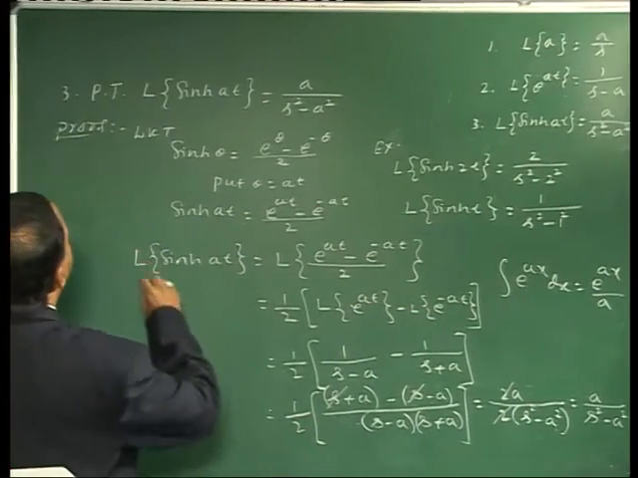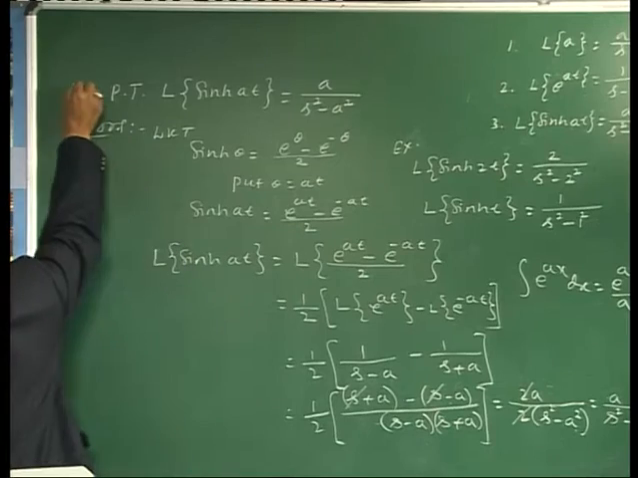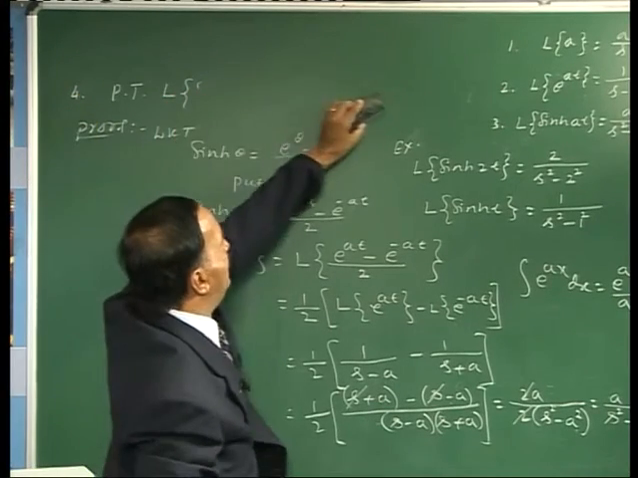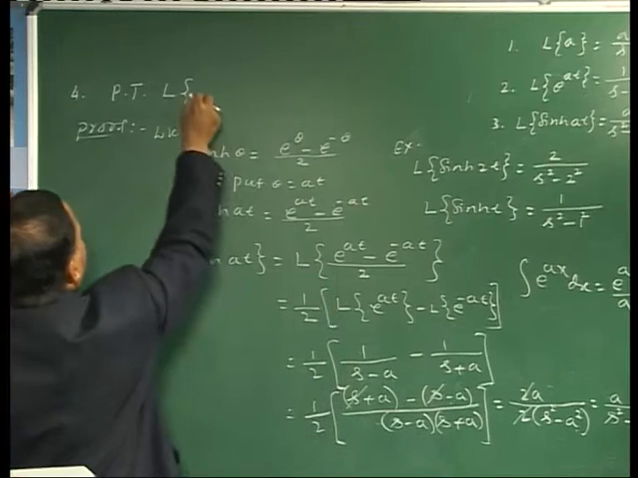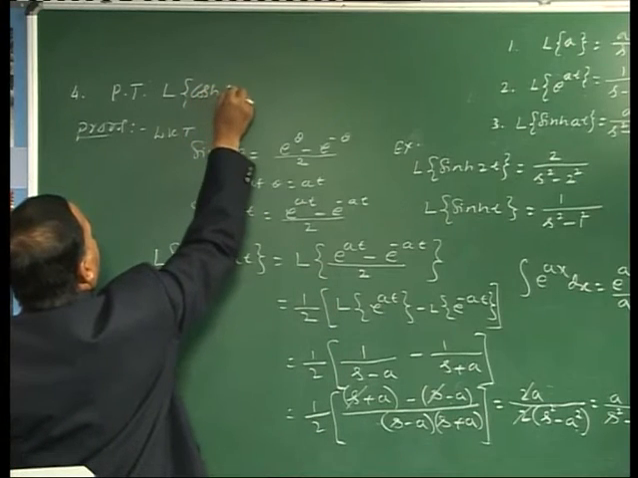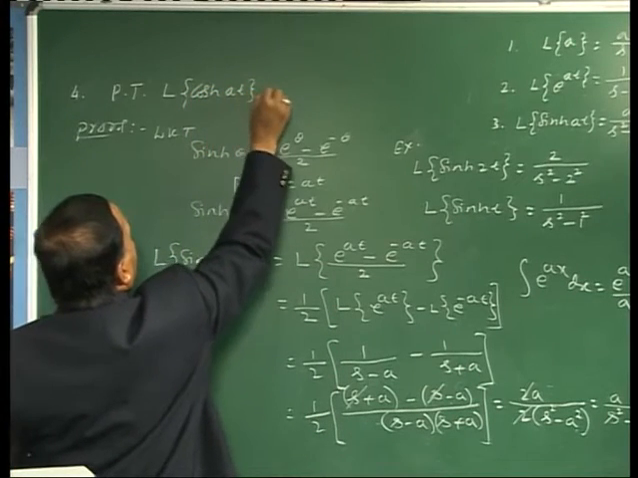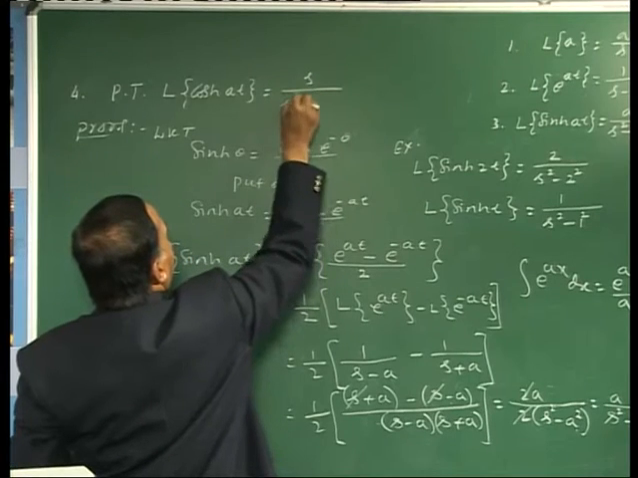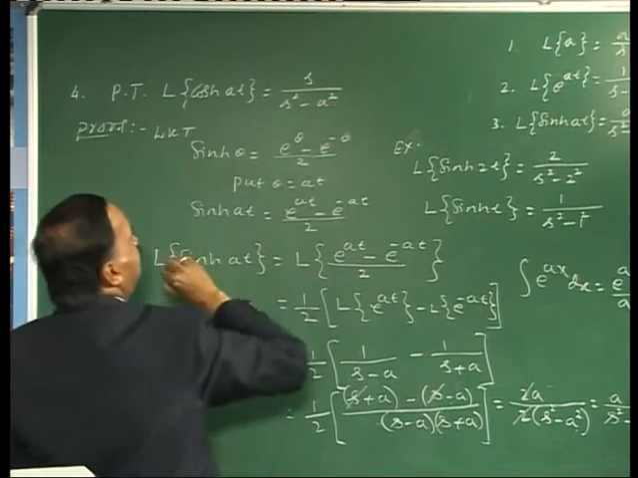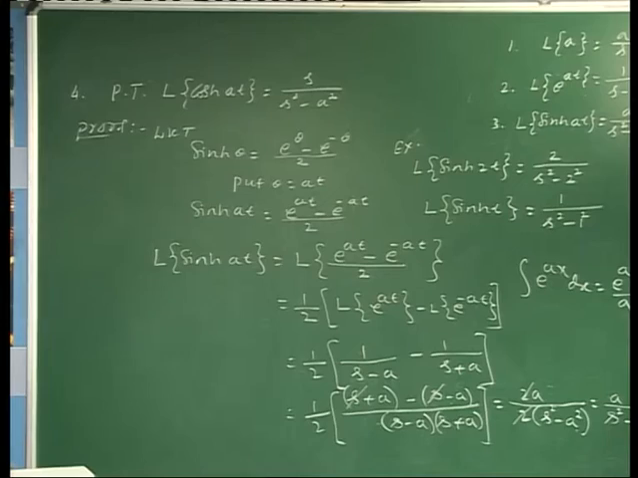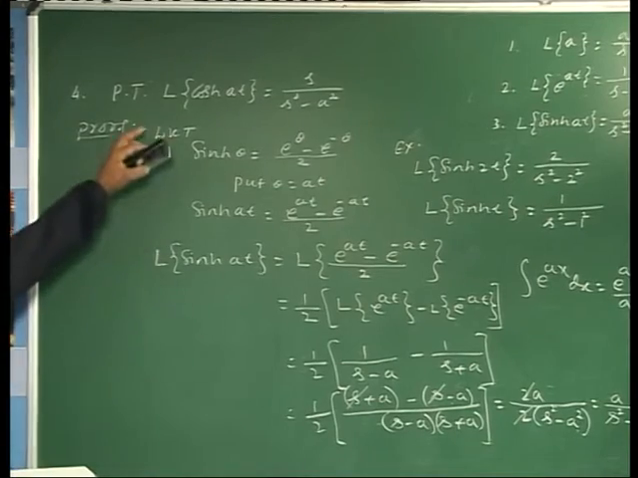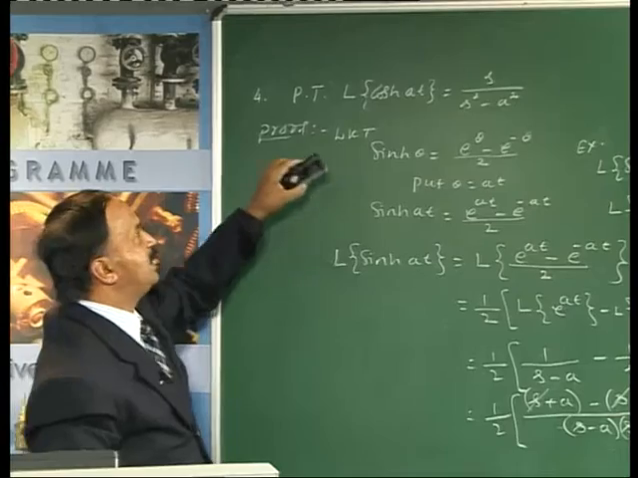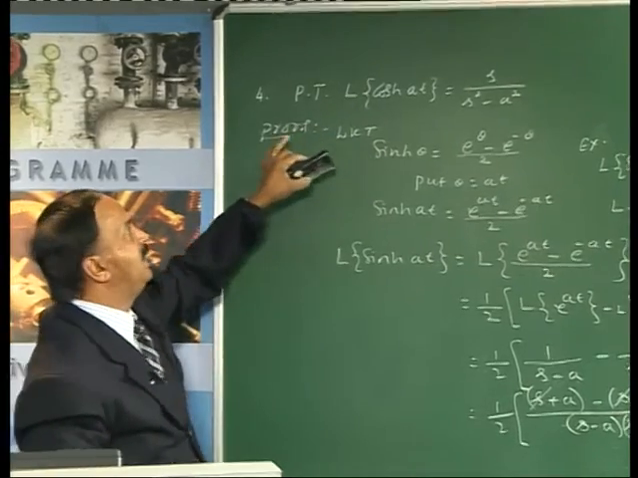Next, number 4. Prove that L of cos hyperbolic at is equal to s by s square minus a square. Prove that L of cos hyperbolic at is equal to s by s square minus a square. The proof is very simple again here.